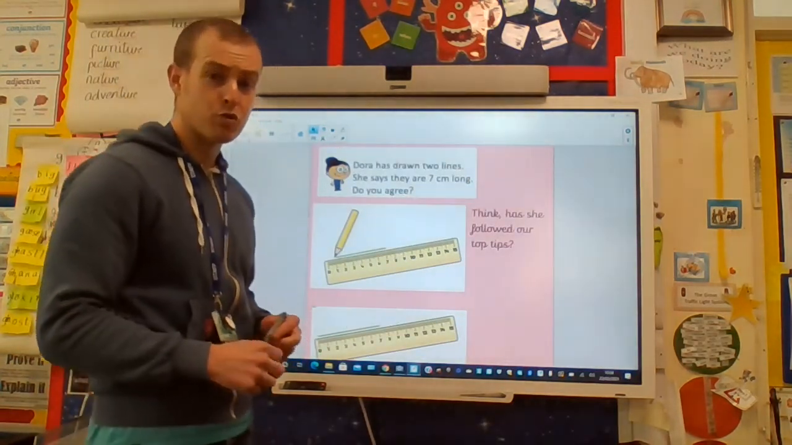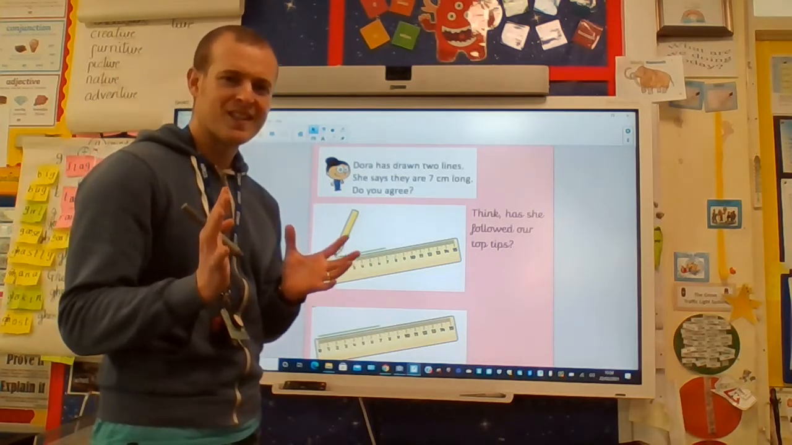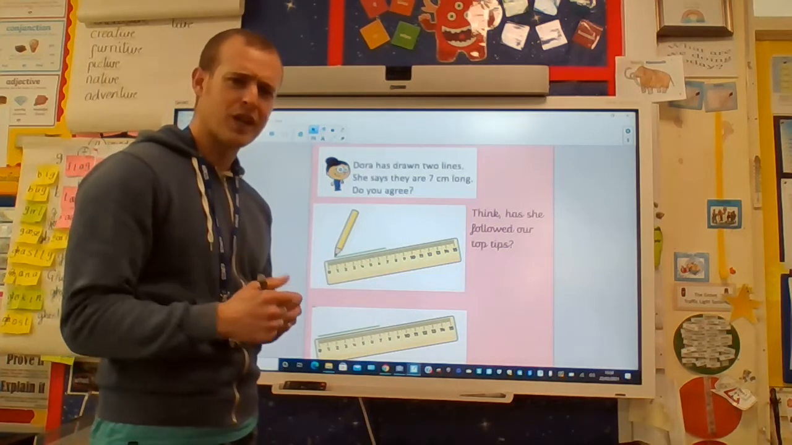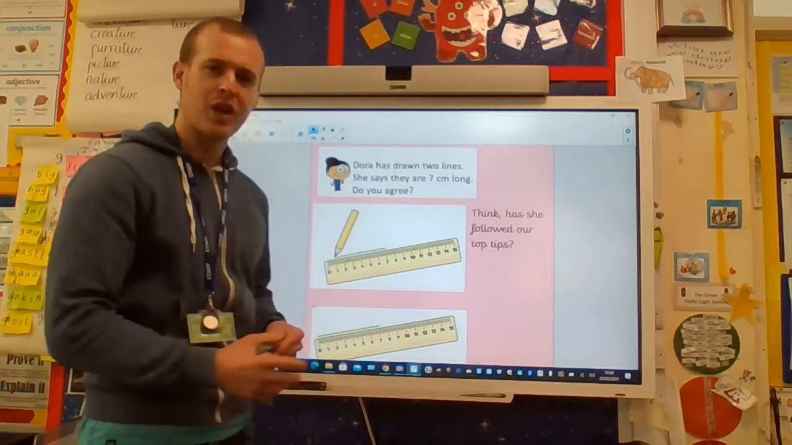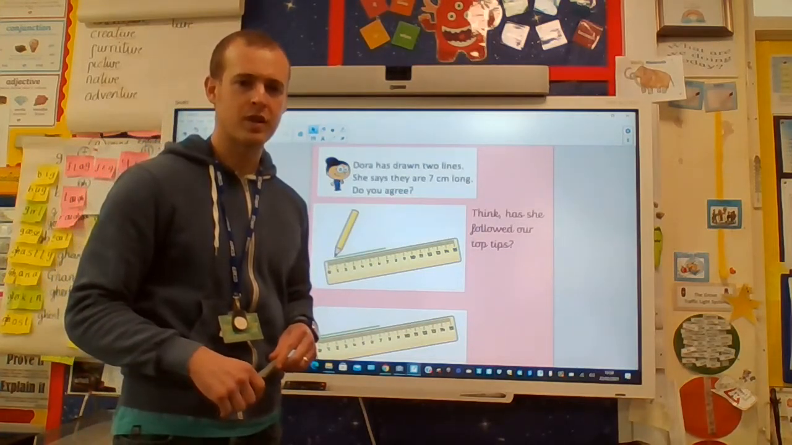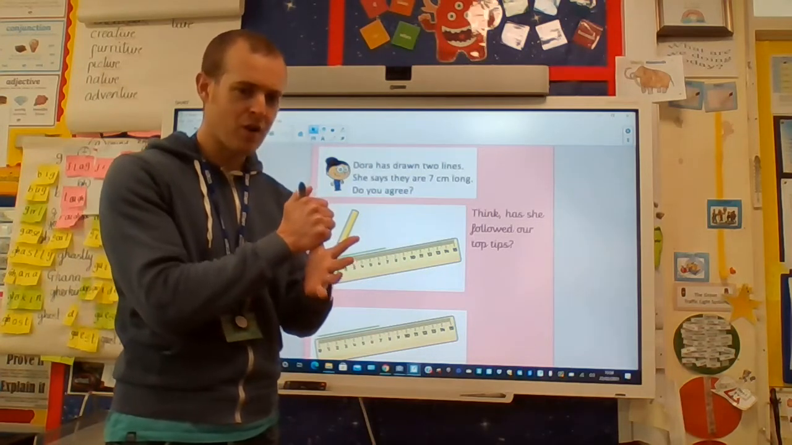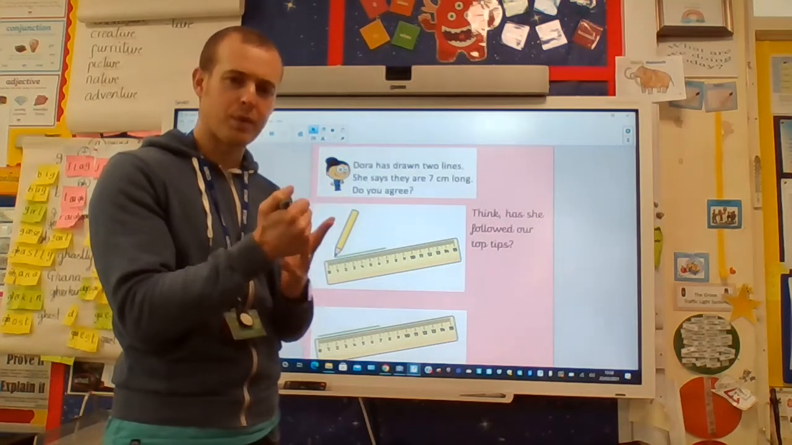Dora has drawn 2 lines, and she says that they're both 7 centimetres long. Do you agree? What do you think? Let's zoom in and have a look at Dora's lines. Let's think about our top tips. Starting at 0, lining it up, looking along the edge, stopping and thinking.